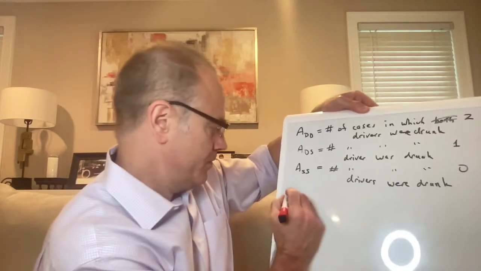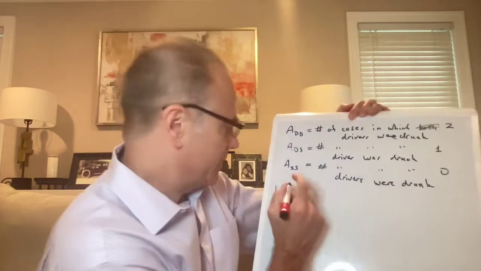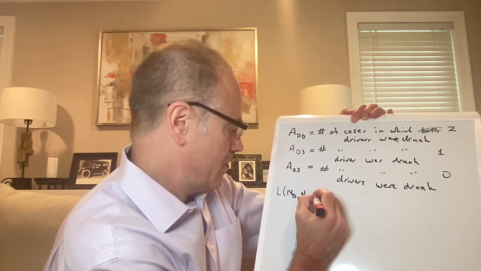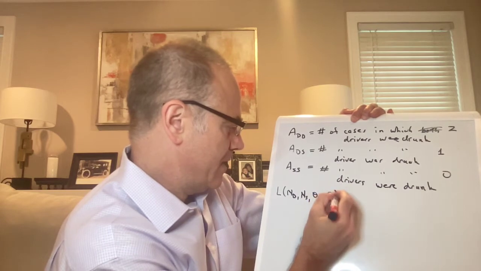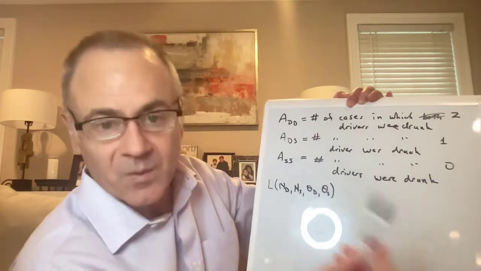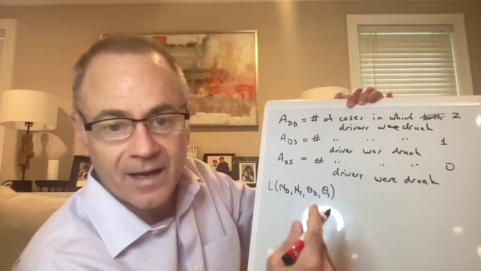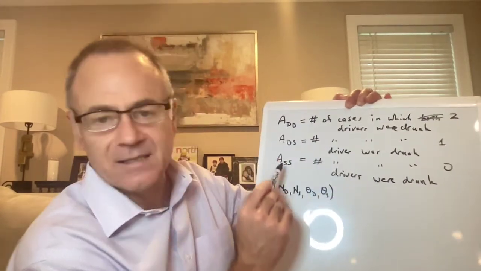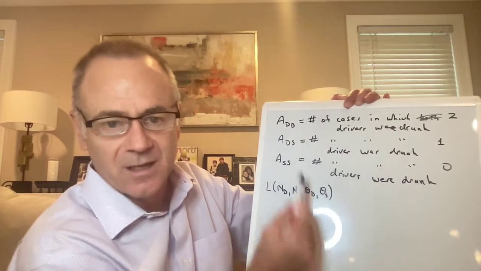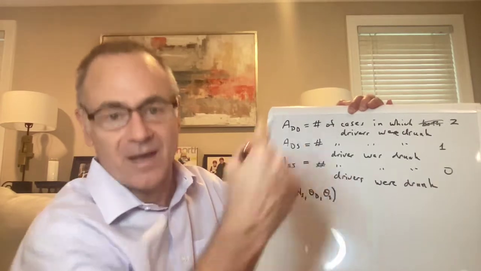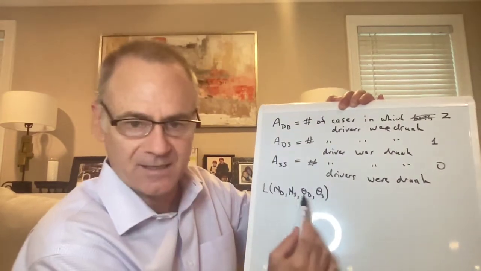So, L. I'm going to write our parameters again; I want you to remember this: N_D, N_S, theta_D, theta_S. The key thing I'm writing this again. Typically when we write a likelihood function, we write it as a function of the parameters. Note that the A_D and A_S's are not among these arguments. These things are data. These are given. We're not varying those to maximize the likelihood function. We're varying these parameters.